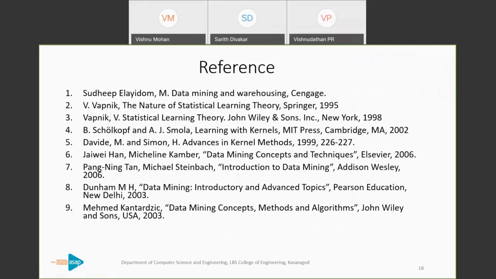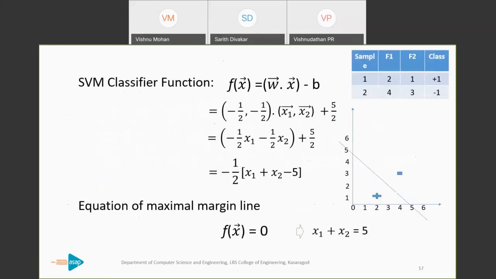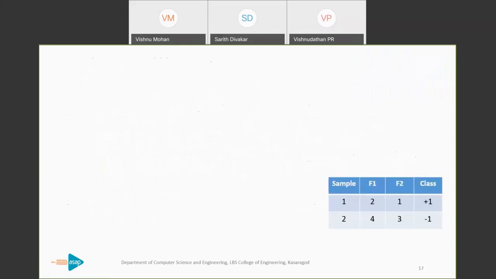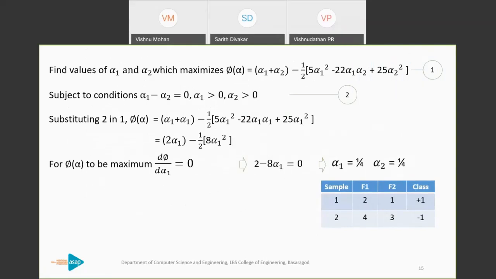Any doubt? Sir, there is one question. How are we selecting the best fit line from many lines that gives the maximum margin? Yeah, for that only we are doing the optimization. So we have done the optimization problem, when you go back to this particular maximum width equation.